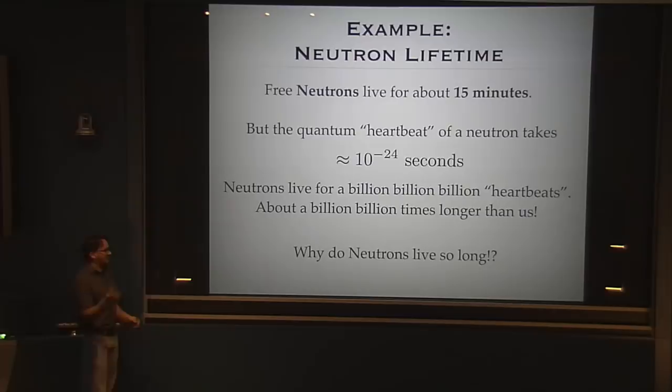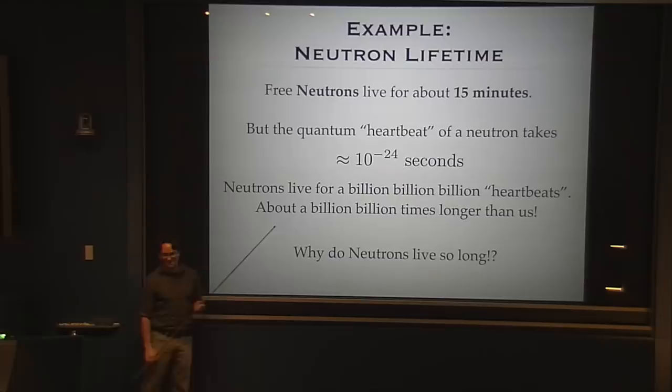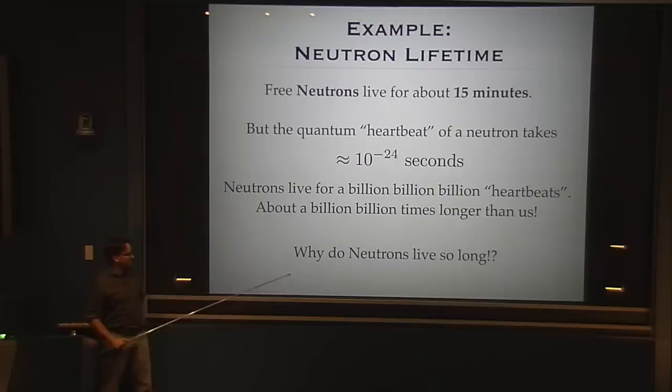That fundamental time scale of the neutron is an incredibly tiny span of time, 10 to the minus 24 seconds, almost a billion, billion, billionth of a second. So from the point of view of this fundamental time scale, the neutron heartbeat, neutrons that live for 15 minutes are actually living almost for an eternity. They're living a billion times longer than us if you measure our lifespan in terms of our heartbeats. So we started out by saying neutrons live for 15 minutes. That might seem like a short time, but actually I want to ask, why do neutrons live for so long? Or conversely, why do they live for so long but not forever?